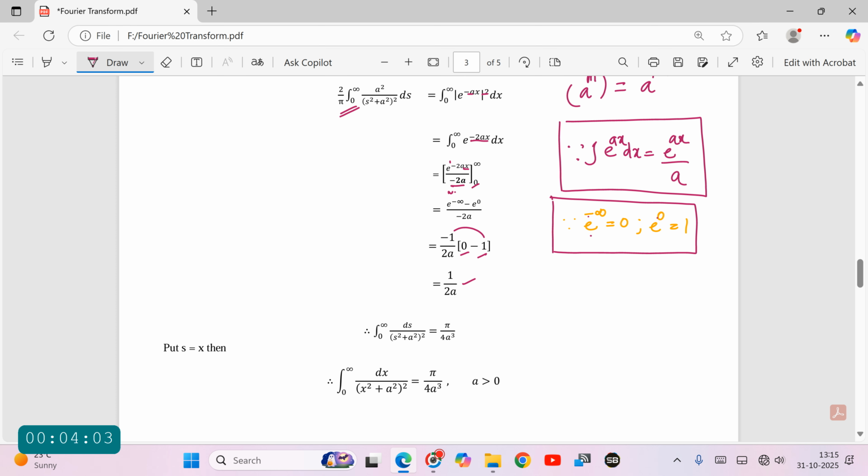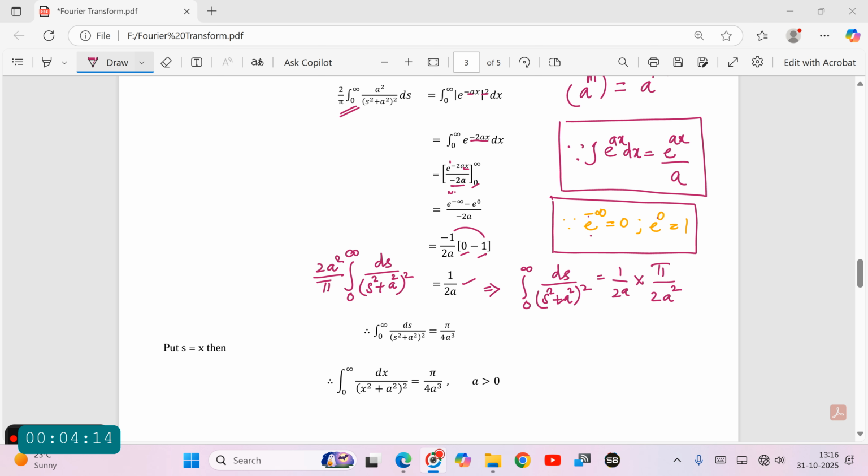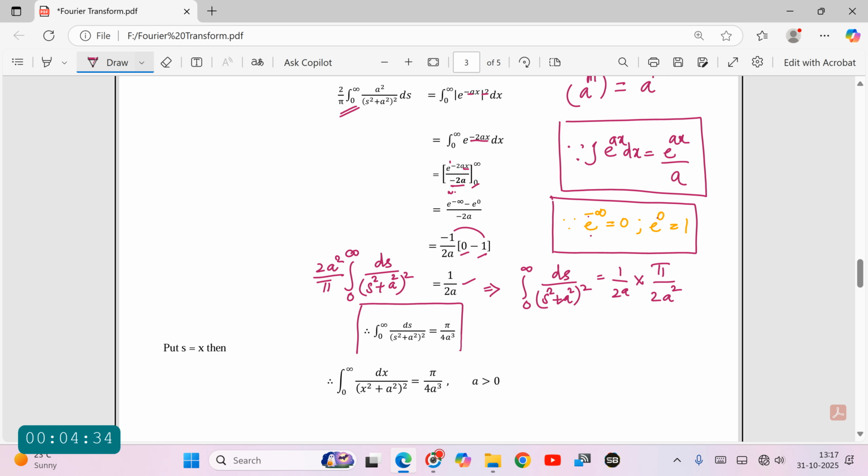So what do we have on the right side? On the left side we have 2a square by pi integral 0 to infinity ds by (s square plus a square) the whole square. Now bring the constant term 2a square by pi to the other side. It comes to pi by 2a square. So 1 into pi is pi, and 2 into 2 is 4, a into a square is a cube. So the integral 0 to infinity ds by (s square plus a square) the whole square equals pi by 4a cube.